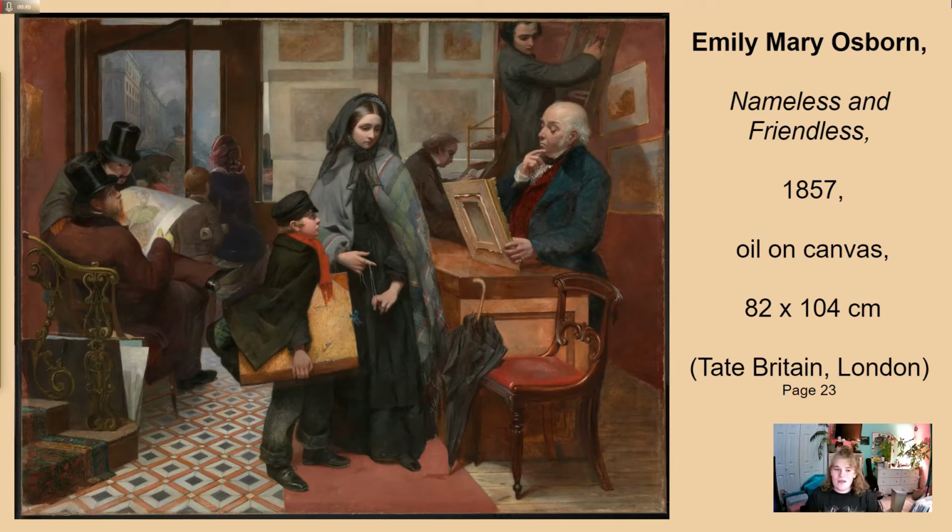Let's get started. So for this presentation, I chose the painting Nameless and Friendless by Emily Mary Osborne. It was made in 1857. It is oil on canvas, 82 by 104 centimeters, made in Tate Britain, London, on page 23 in our textbook.